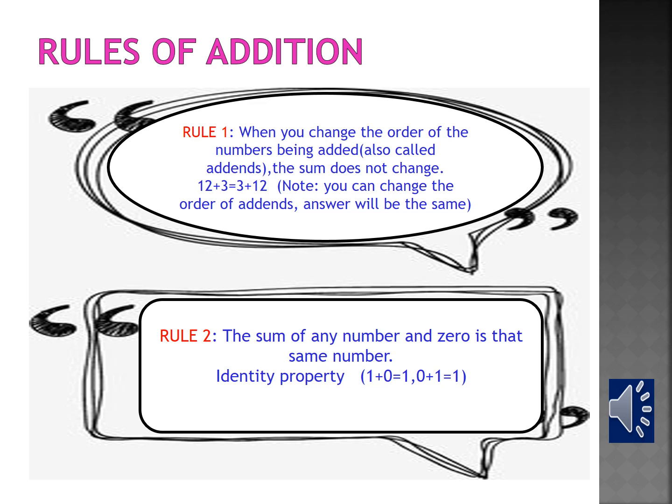Rule 2. The sum of any number and 0 is the same number. It is the identity property. That is, for example, when 1 is added to 0, the answer will be 1. Or 0 added to 1, the answer will be the same number, that is 1.